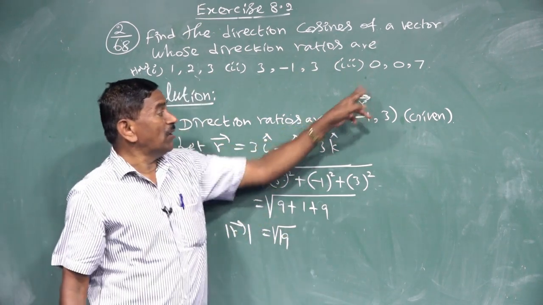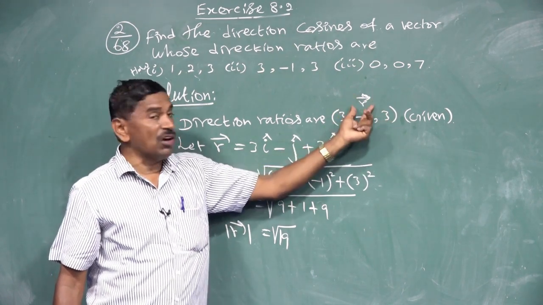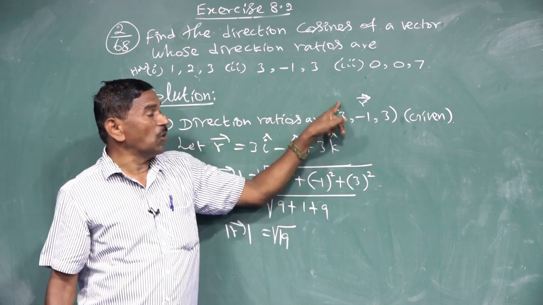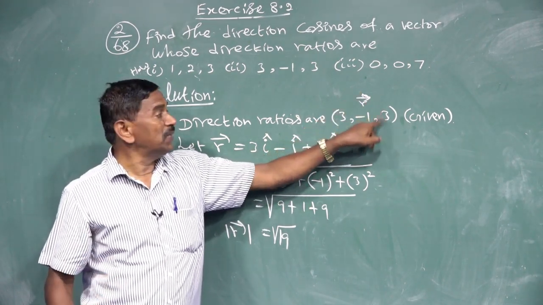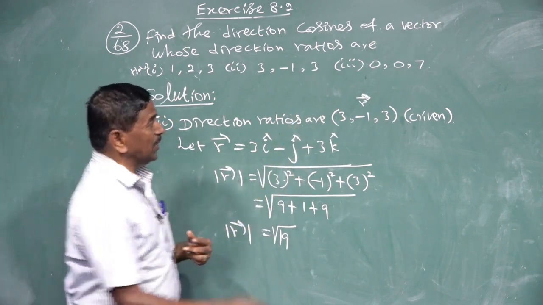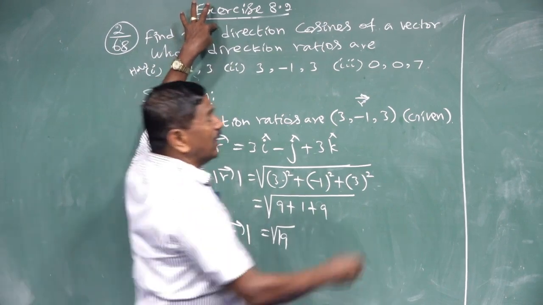Again, let R vector equal 3 i cap minus j cap plus 3 k cap. Therefore modulus R vector is equal to square root of 3 the whole square plus minus 1 the whole square plus 3 the whole square. So modulus R vector is ready. Now I want to find the direction cosines.